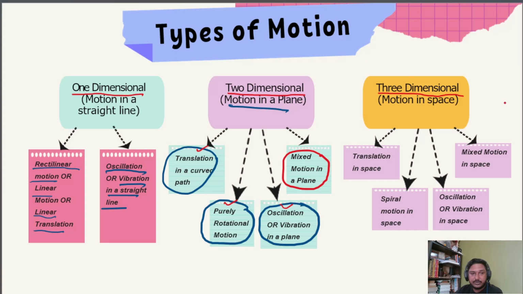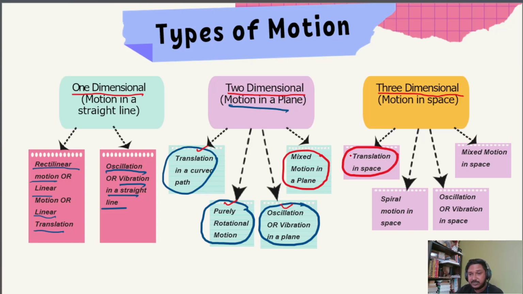Now the next thing that we need to learn is the three-dimensional motion, or motion in space. The motion in space can also be of four types. First one can be translation in space. So it can be a motion, not a straight motion.